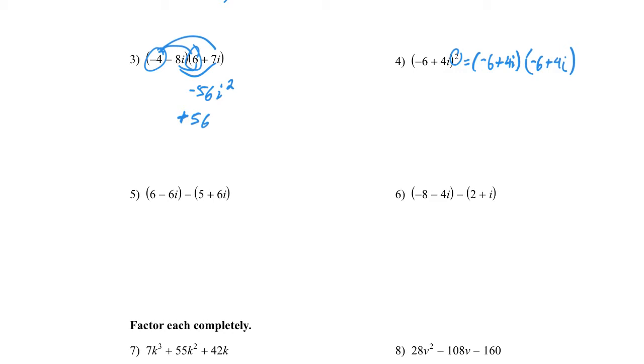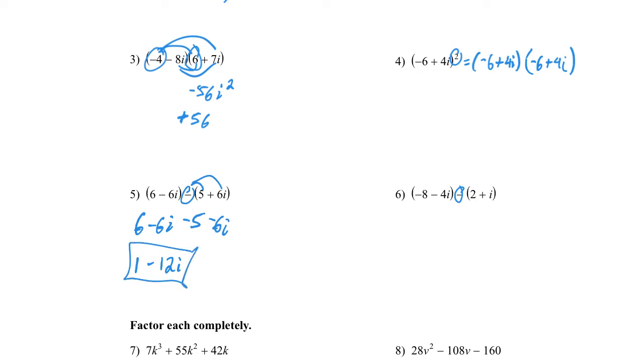Numbers 5 and 6 are even easier. There's a subtraction in between the parentheses, so you will not multiply anything. You're not going to distribute. You're just going to combine like terms. One way to think about it is that negative will distribute in and change the signs of the second set of parentheses, and then you drop the first, and then combine like terms from there. Okay, so you'd have 6 minus 5 would be 1, negative 6i minus 6i would be negative 12i, and then you're done. So don't take it any farther than you need to.